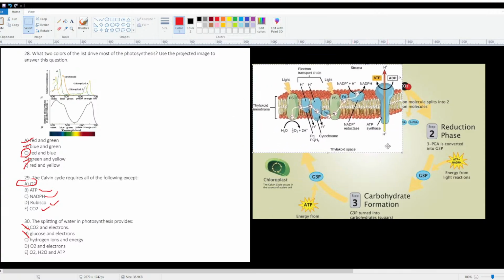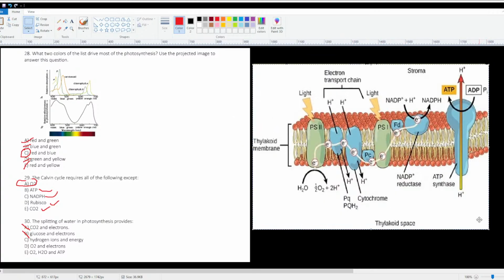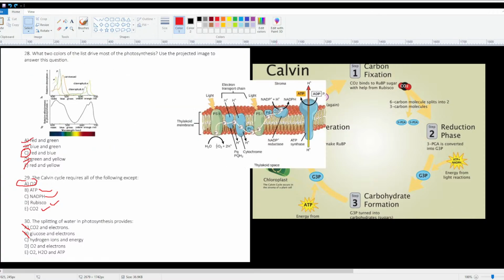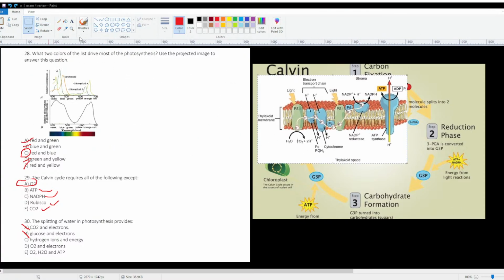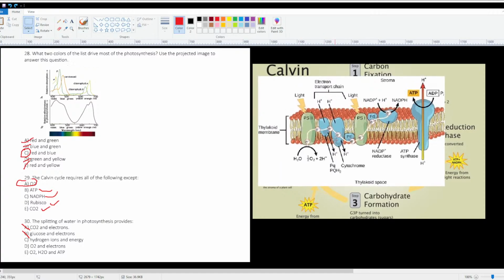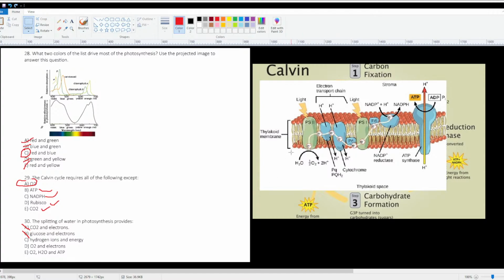So yeah, look at how similar this process. Okay, that's kind of crappy. Okay, let's resize. That's good enough.